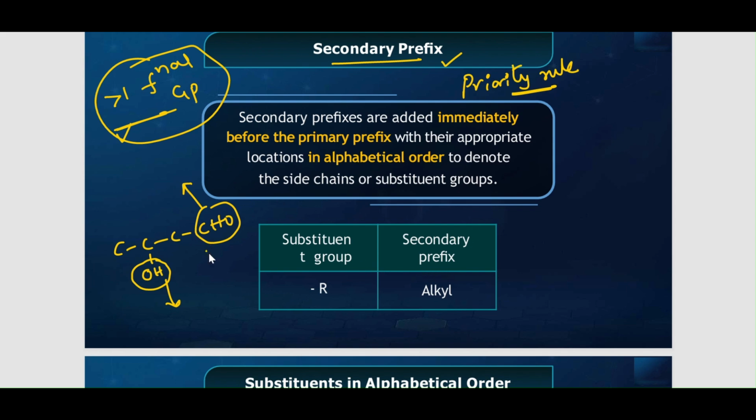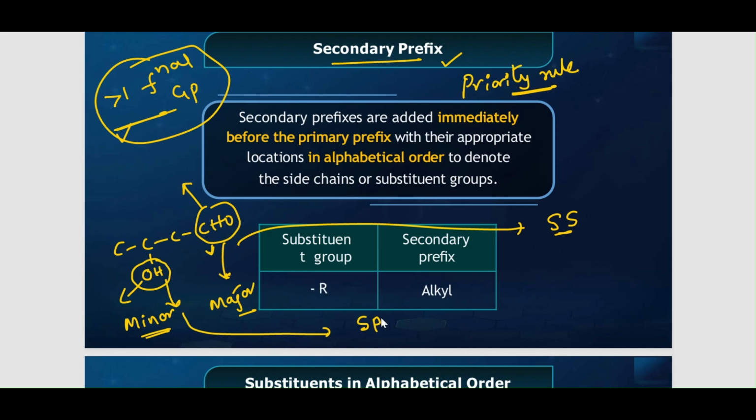In that, you can observe here aldehyde is the major, deciding the chemical property of the compound. Therefore this functional group will become major. The chemical property is not decided by the OH, it is decided only by the aldehyde. Therefore aldehyde becomes the major functional group and alcohol becomes the minor functional group. For the major functional group you use the secondary suffix, and for the minor functional group you use the secondary prefix.